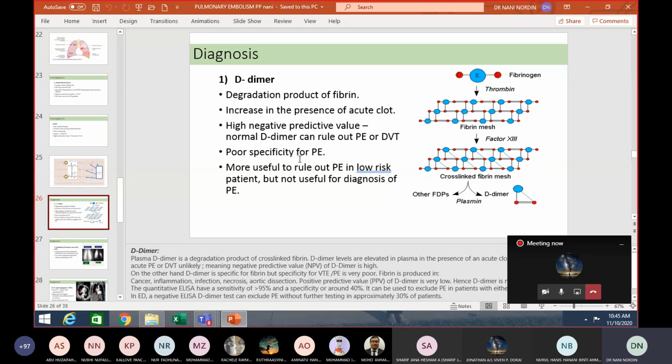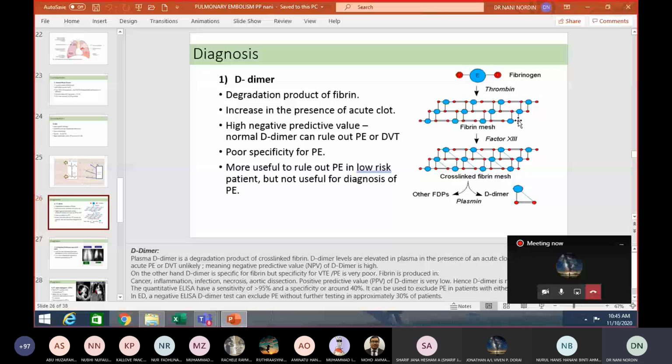It is non-specific in the diagnosis, but it has a high negative predictive value, in which if your D-dimer is negative, you can be quite sure that there is no PE because there's no clotting occurring. All right, so that is the role of D-dimer.